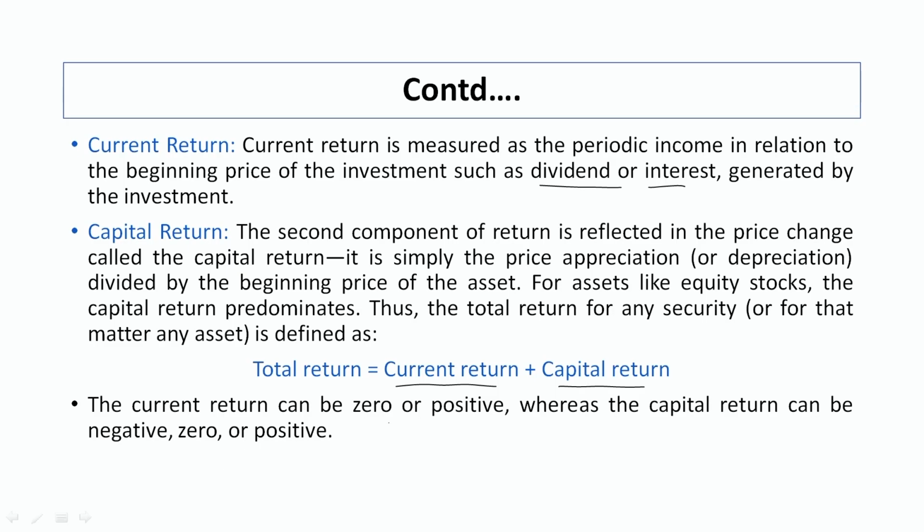So, current return can be 0 or positive, whereas capital return can be negative, 0 or positive. There may be appreciation, and there may be depreciation also. So, you may lose the whole principal amount or you may gain appreciation of that particular instrument. There may be appreciation and depreciation depending upon the instrument and the market situation.